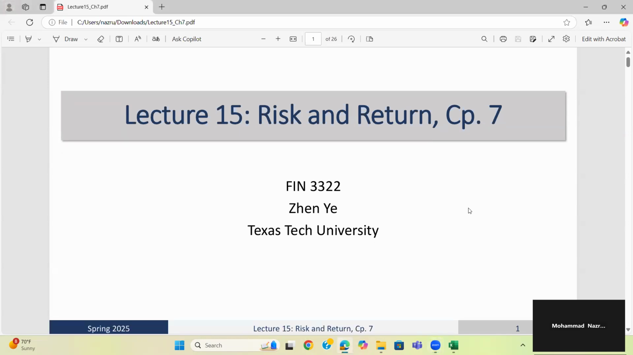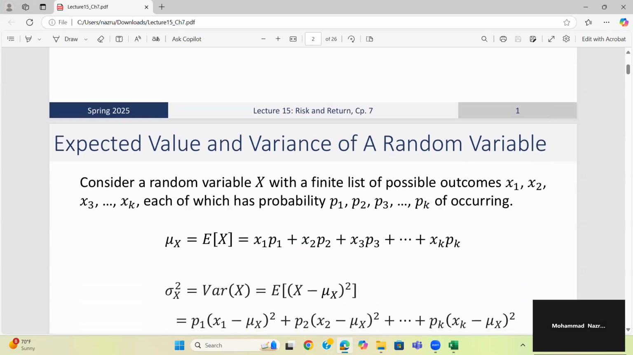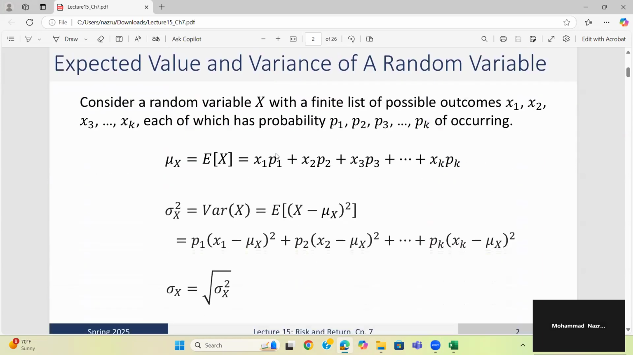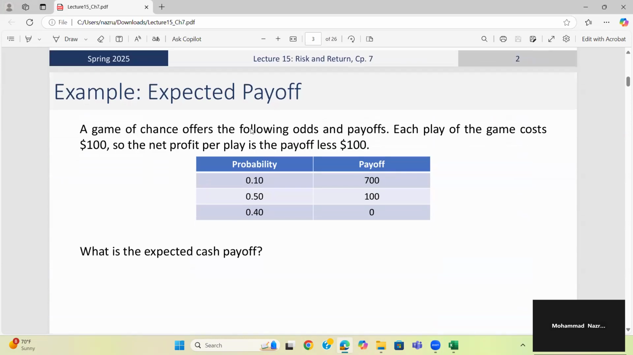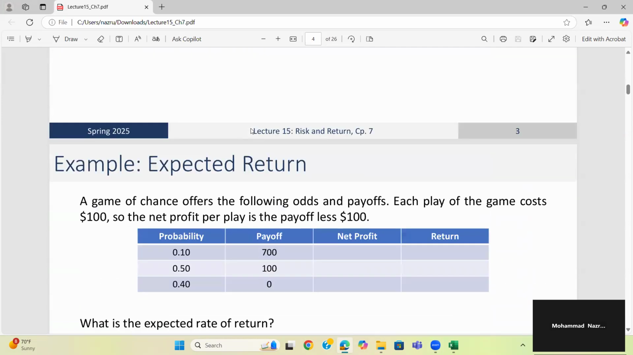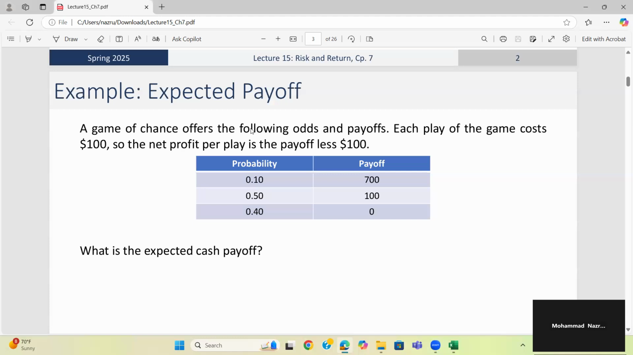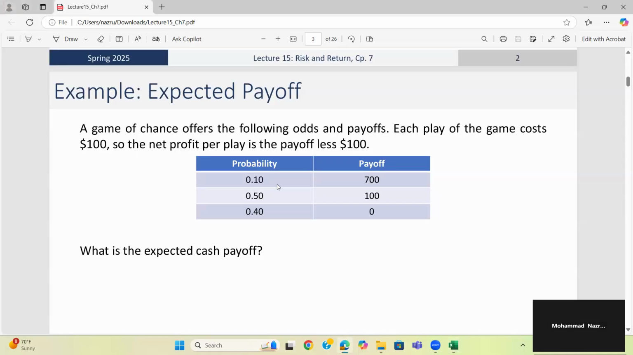Today in this video we will see some practice questions from lecture 15. We are going to see how we can calculate expected value and the variance of a random variable, and we will walk through these three practice questions: how to calculate expected payoff, expected return, and the variance of return. We are going to solve it in an Excel sheet, which will help you understand how we can solve this.